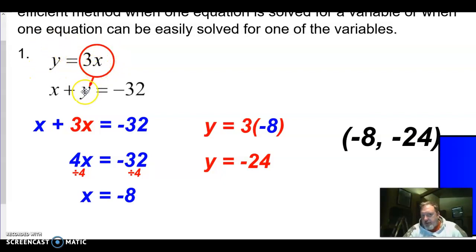So again, this one was already solved for y. We plugged that 3x in here for y into the bottom equation. That allowed us to solve once we had x. Plug it back into the top one, solve for y. And again, as you need to, feel free to pause at any time or rewind and go back through as you need to.